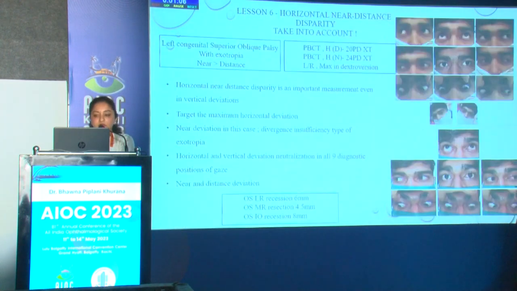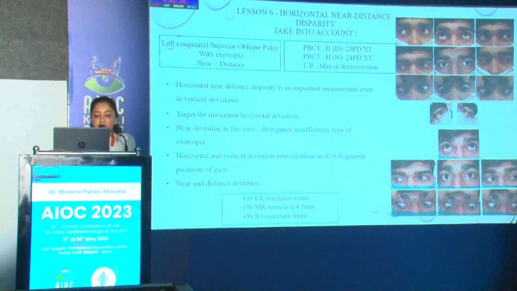Lesson number 6, horizontal near distance disparity matters even in vertical deviation, so that needs to be taken into account. This patient with a left congenital superior oblique palsy with exotropia near more than distance and L by R in primary position, maximum deviation in the dextroversion. So horizontal near distance disparity is an important measurement even in vertical deviations, where we need to target the maximum horizontal deviation, which was near deviation in this case of divergence insufficiency type of exotropia.